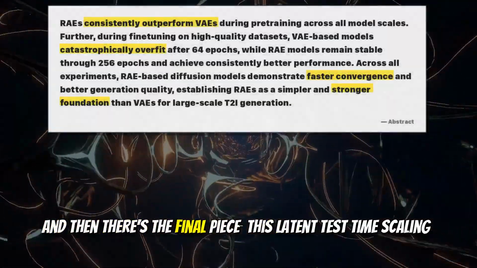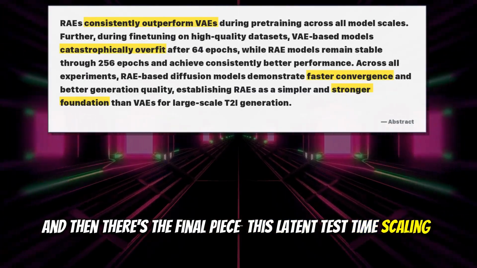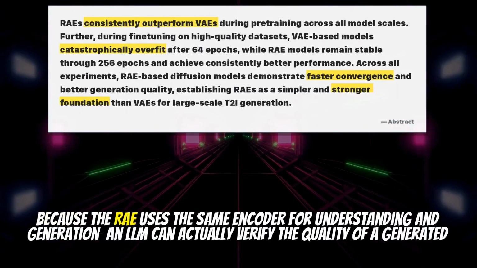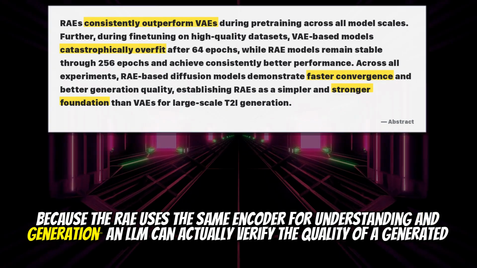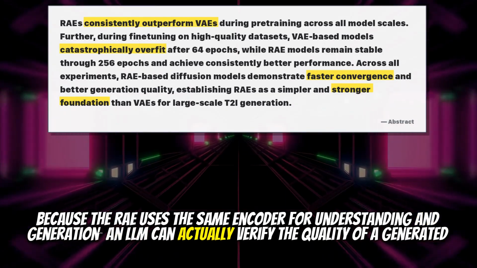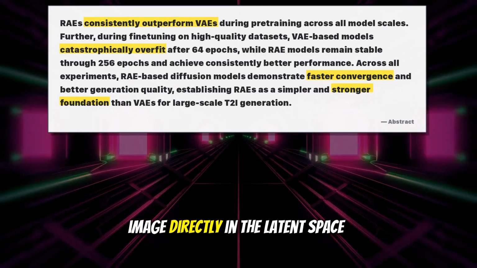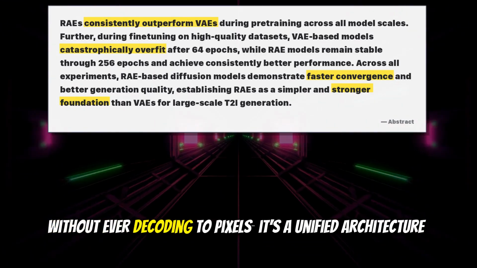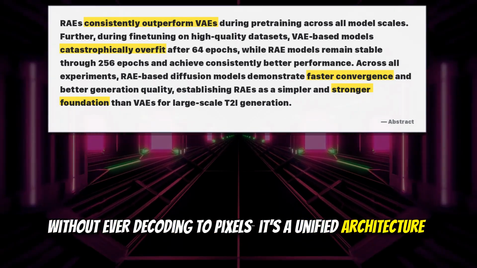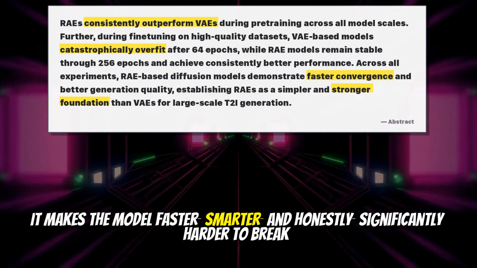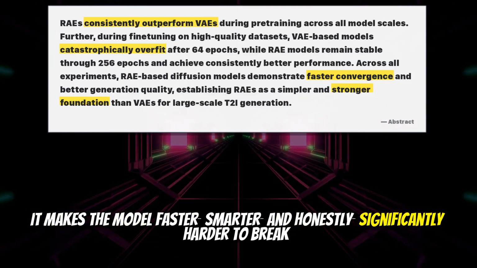all because of the implicit regularization of that huge high-dimensional space. And then there's the final piece, this latent test-time scaling. Because the RAE uses the same encoder for understanding and generation, an LLM can actually verify the quality of a generated image directly in the latent space, without ever decoding to pixels. It's a unified architecture. It makes the model faster, smarter, and honestly, significantly harder to break.